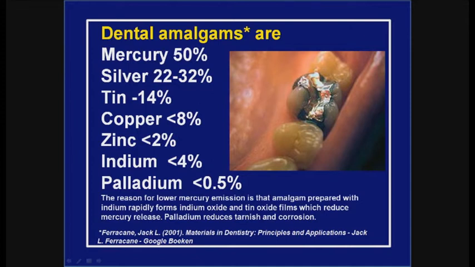The reason for lower mercury emissions is that amalgams prepared with indium rapidly form indium oxide and tin oxide films, which reduce the mercury release. Palladium reduces the tarnish and the corrosion. So you can see why they make it an amalgam, in other words, we mix other metals in, because during the years they found they can reduce the emissions and leakage of mercury by putting other things in, like the indium and the tin. But they could be toxic in their own right.